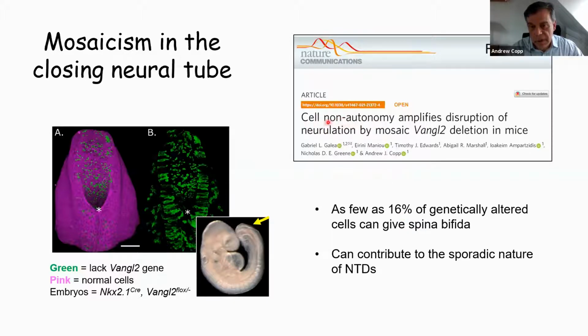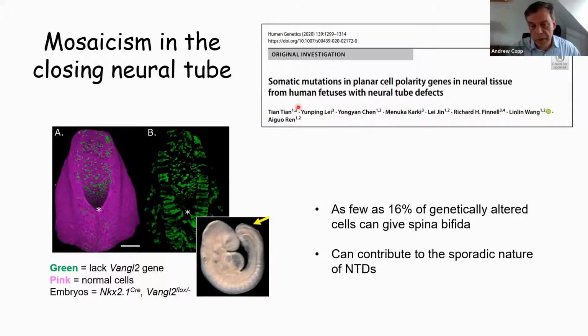And so what we found was that there is a cell non-autonomous mechanism happening here, which amplifies the disruption. So VANGL2, when it's lost in these green cells, influences neighboring cells to also behave abnormally, so that ultimately the whole neural plate fails to close. Now, this may be a specific feature of planar cell polarity genes like VANGL2. We're now about to make some other mosaics which contain mutations in other genes that are not planar cell polarity, and so we'll find out whether it's a more general phenomenon. In terms of humans, this is clearly important as well, because this group in 2020 showed that somatic mutations in PCP genes are also present in human fetuses with neurotube defects. So we feel this is an important new area.